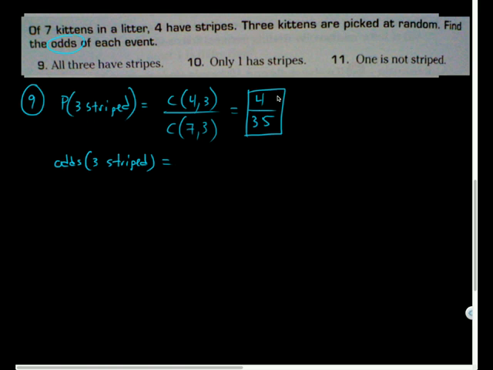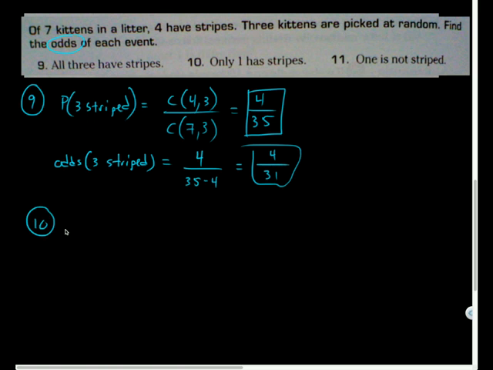I'm going to basically switch this from total for the denominator to failure, and in order to figure that out, I can just subtract the successes from it. So 35 minus 4, I guess I could write it this way, is 31. So here's the odds of the event occurring, 4 to 31 odds, right?